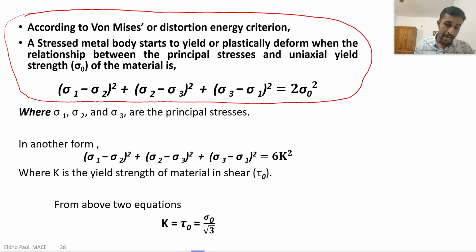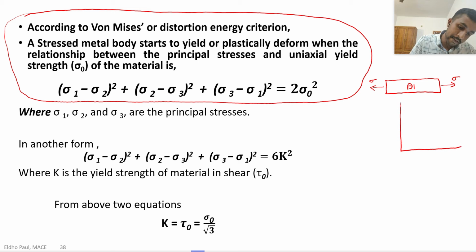For example, I have a material. This is my material, an aluminum material. I apply a uniaxial tensile stress on this material. Next time I am going to draw a stress strain diagram based on the stress value. So I increase the stress value from 0.